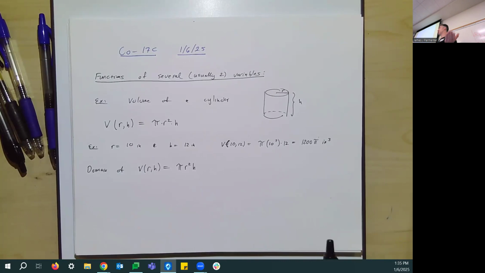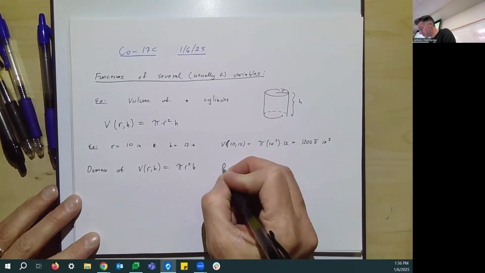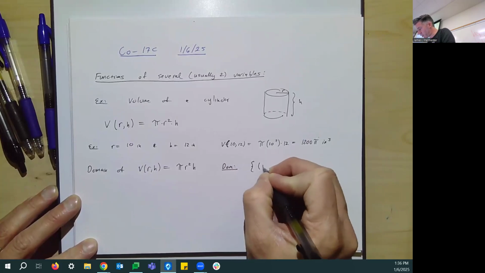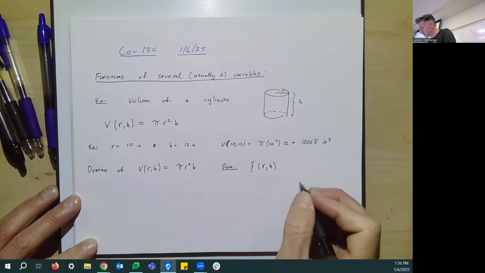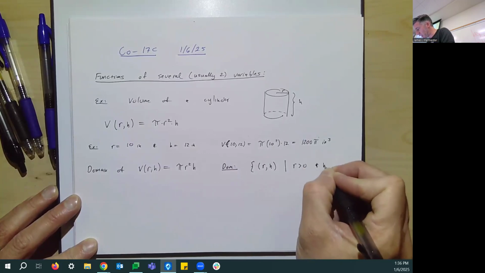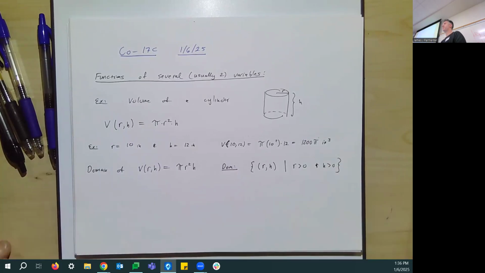Because for something like this, we should consider the context of the problem. And here, the radius should be, in my opinion, not even non-negative, but strictly positive, right? You shouldn't have a radius of 0 inches. That doesn't make sense for a cylinder. You shouldn't have a height of 0 inches. Your radius and your height should be strictly positive. So here, I would say the domain is the set of all r values and h values such that both r is positive and h is positive.